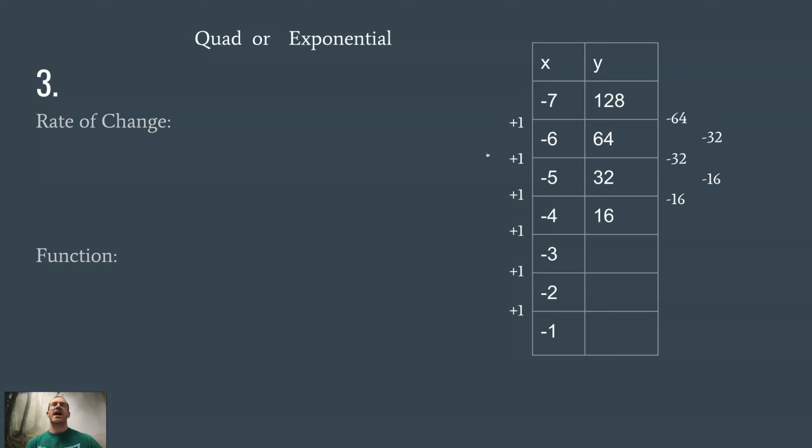So that means that it cannot be quadratic. So we get to kick that guy to the curb. See ya. You're out of here. We know it's an exponential. All right. And then once again, if it's an exponential, now we're looking for a multiplier or divider.